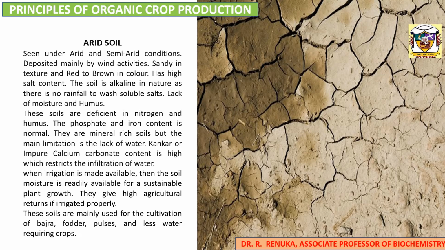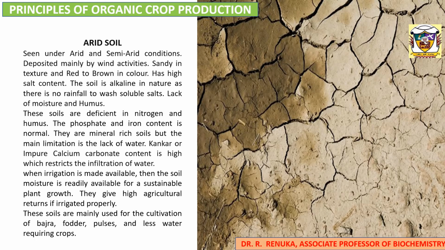The soil is alkaline in nature as there is no rainfall to wash soluble salts. Lack of moisture and humus is seen in this soil. The soils are deficient in nitrogen and humus. The phosphate and iron content is normal. They are mineral rich soils, but the main limitation is the lack of water.